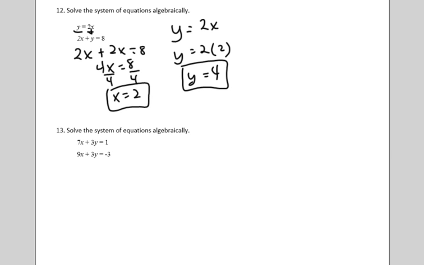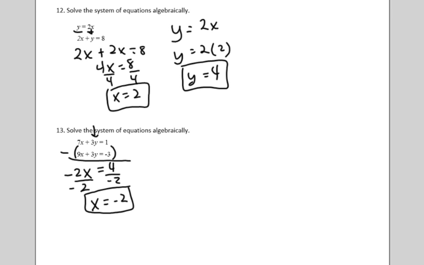13, solve the system of equations algebraically. I'm going to use subtraction here because the coefficients are already the same right here. So I'm just going to subtract this whole equation. So 7 minus 9 is negative 2. 3 minus 3 is 0. 1 minus negative 3 really is 1 plus 3, which is 4. I go through and solve it now. X is negative 2.